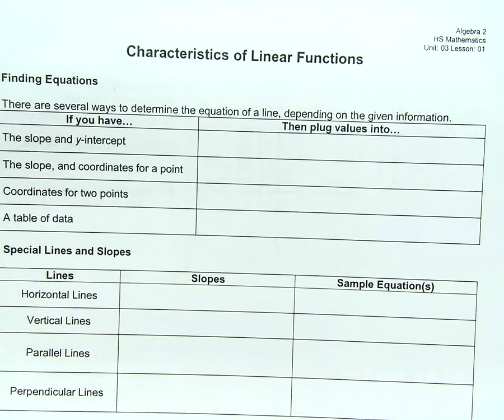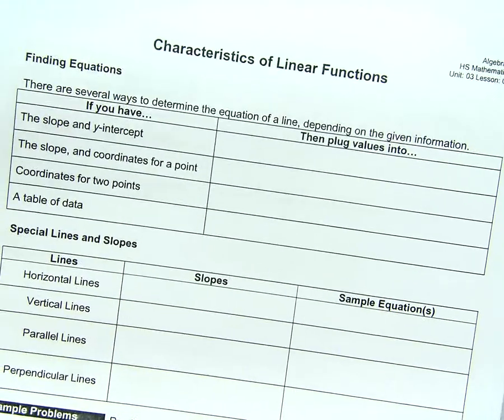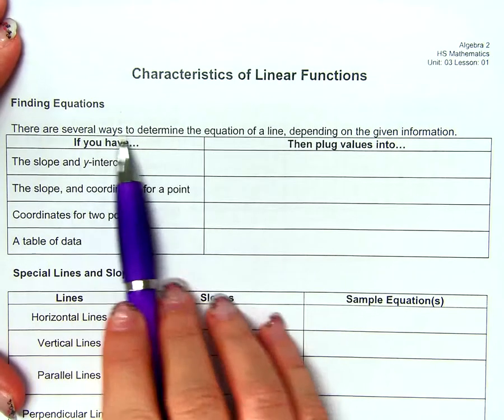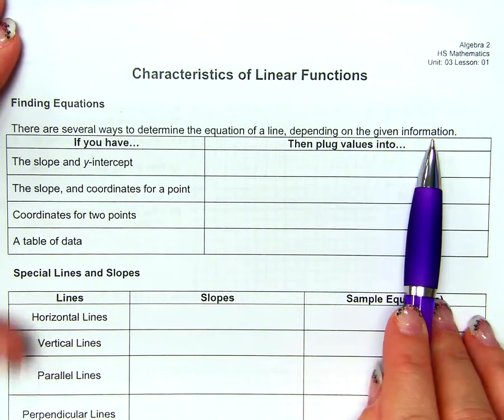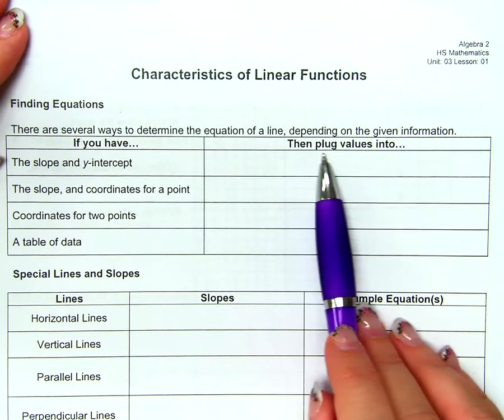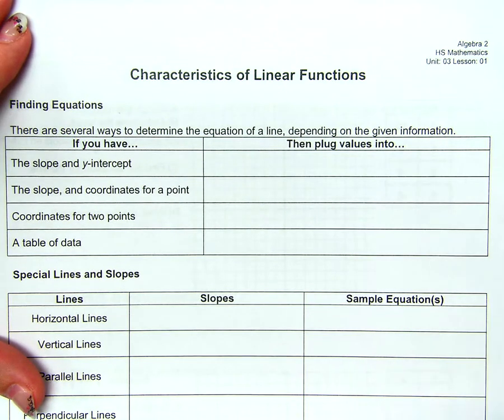Couple more things to fill in. To find an equation, actually, do I want to do this yet or do I want to wait till tomorrow? Yeah, but we better do it just in case. There are several ways to determine the equation of a line depending on the information given. What if you have the slope and the y-intercept? What should you plug your values into? In what, though? Slope-intercept form.